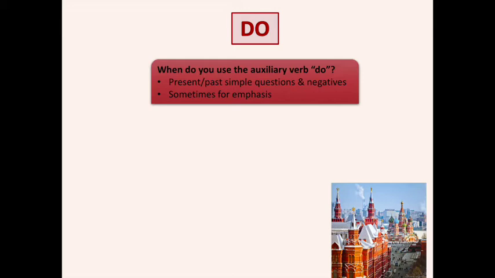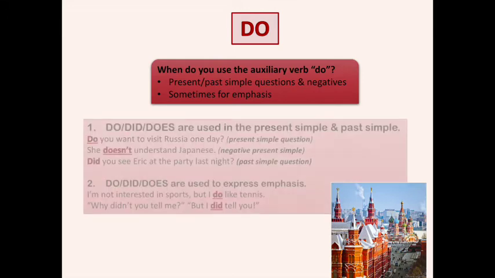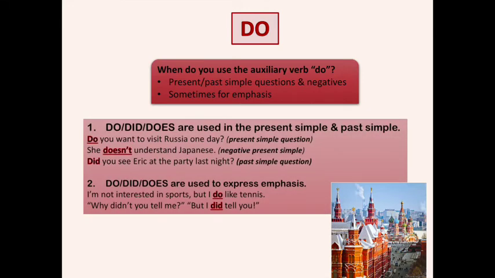When do you use the auxiliary verb do? Do, did, and does are used for present or past simple questions and negative sentences. They're also sometimes used for emphasis. So when something is really important and you want to make it clear what you mean.